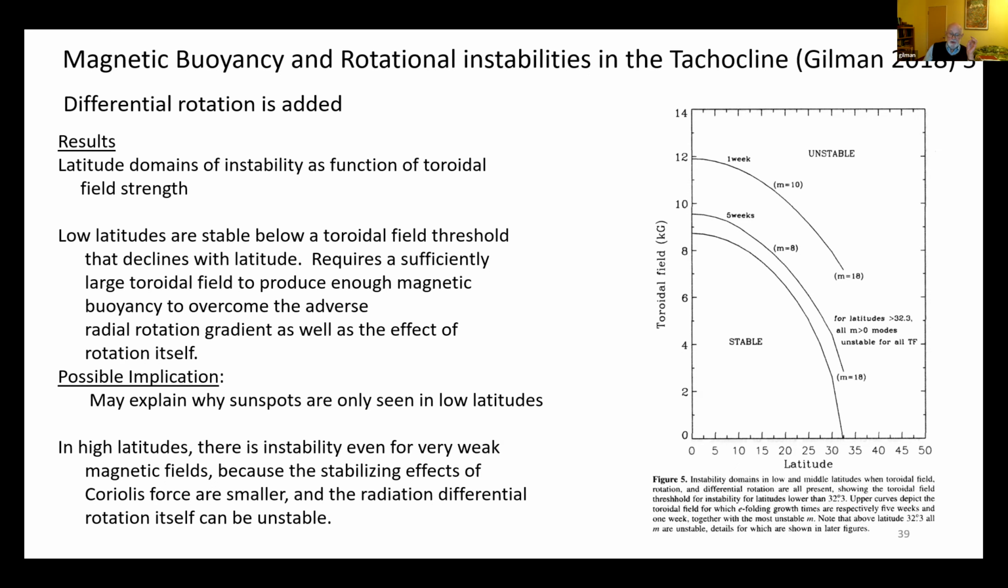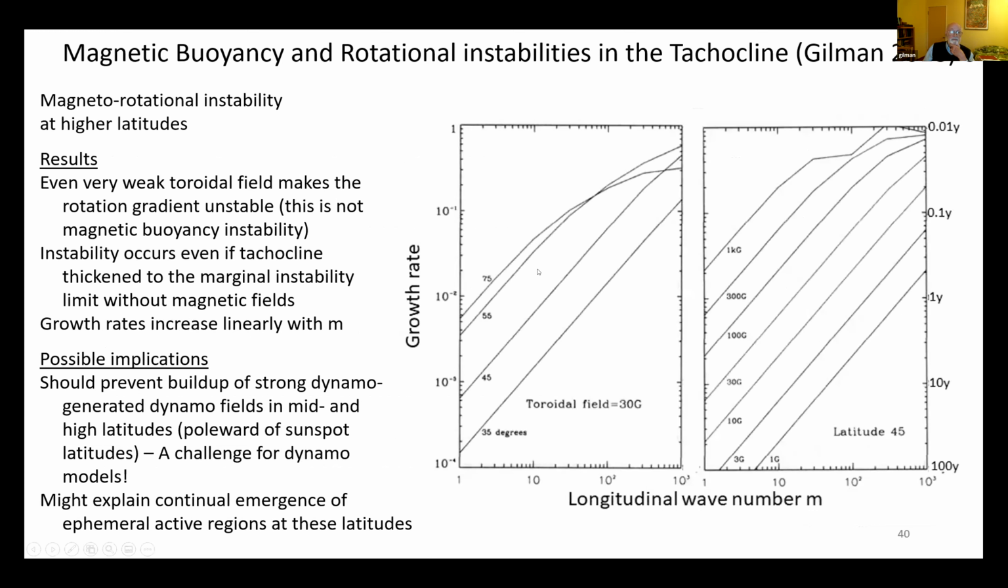Now, in high latitudes, there's instability even for very weak magnetic fields because the stabilizing effects of the Coriolis forces fall and the radiative differential rotation itself can be unstable. This is now magnetorotational instability, and it's more or less the same thing. Now we're seeing at these high latitudes, even with a toroidal field of 30 Gauss.